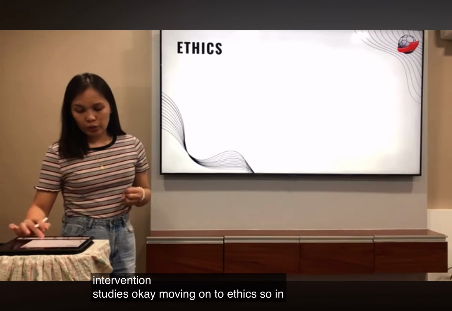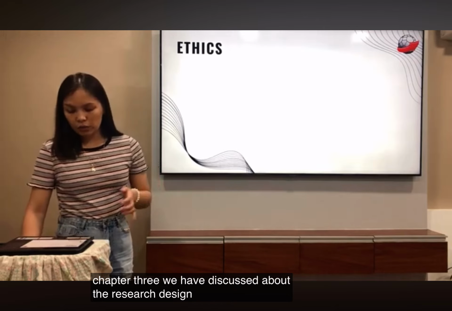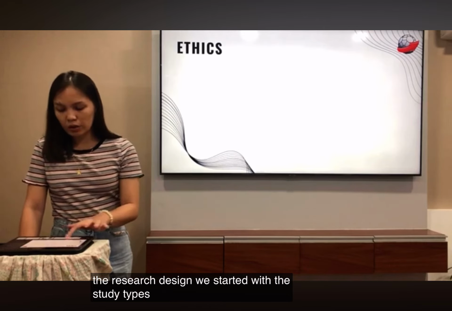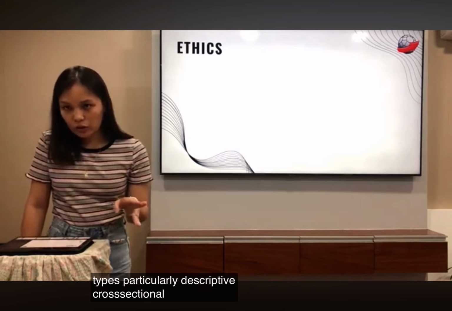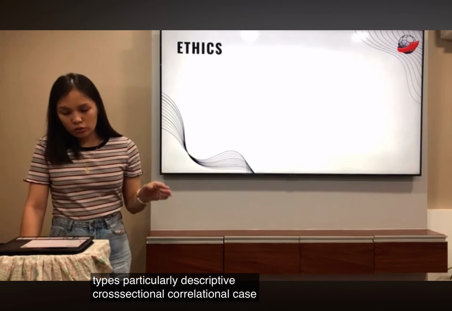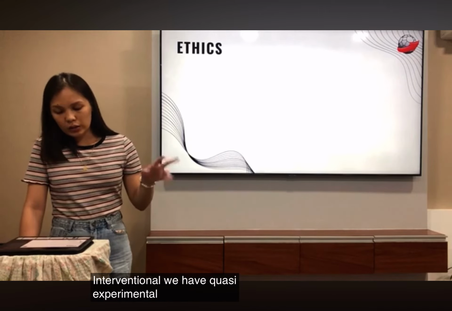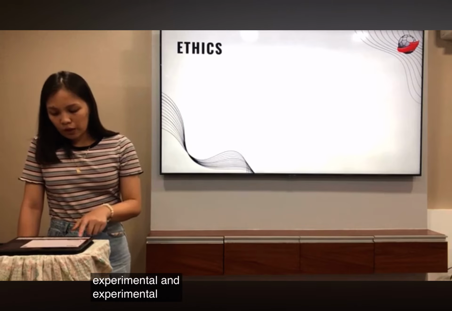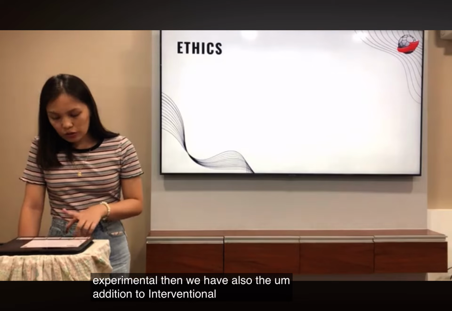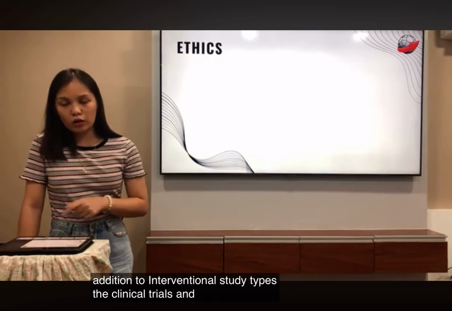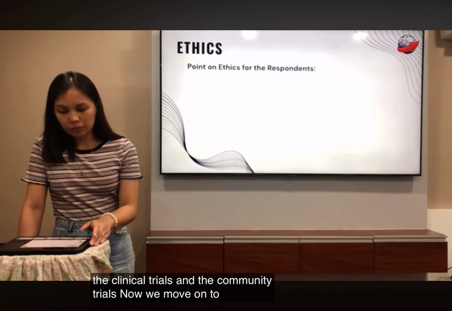So in chapter 3, we have discussed the research design. We started with the study types, the observational study types, particularly descriptive, cross-sectional, correlational, case-controlled, and cohort. And for the interventional, we have quasi-experimental and experimental. Then we also have, in addition to the interventional study types, the clinical trials and the community trials. Now we move on to ethics.